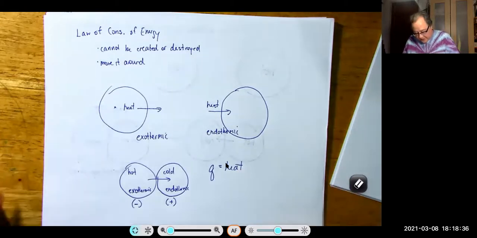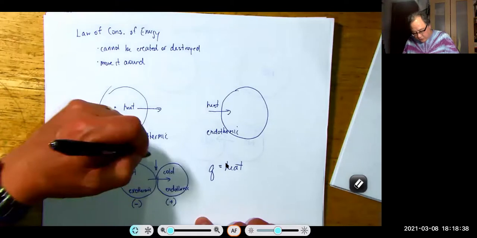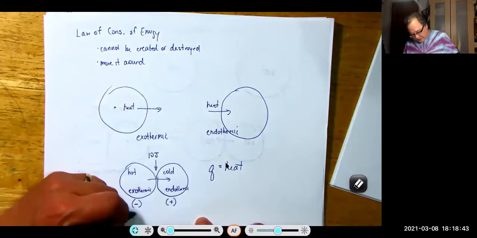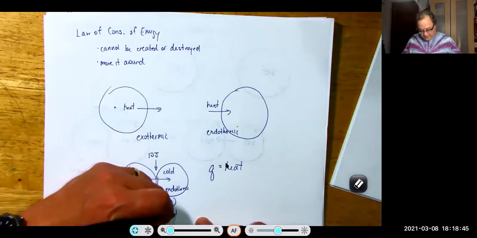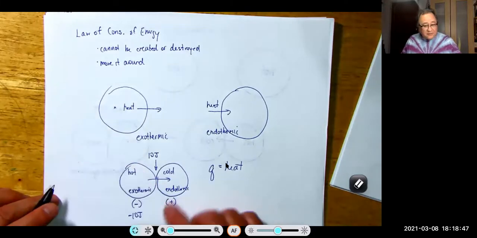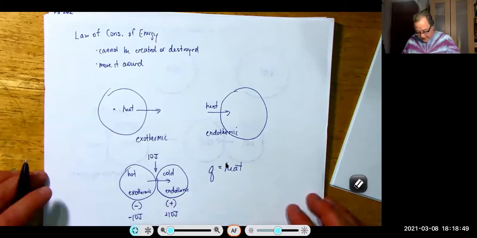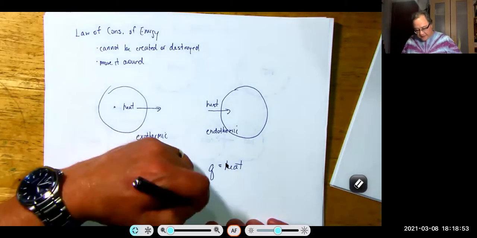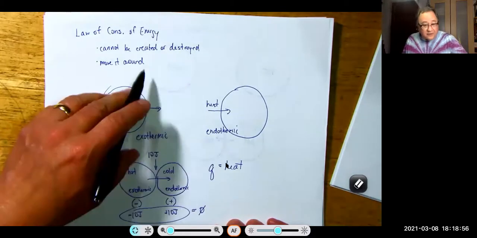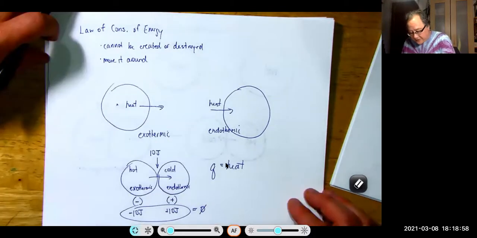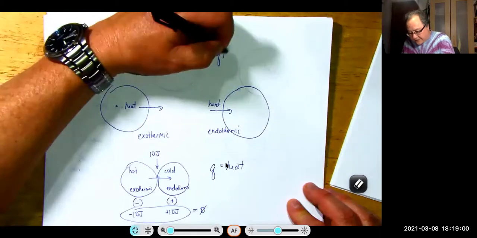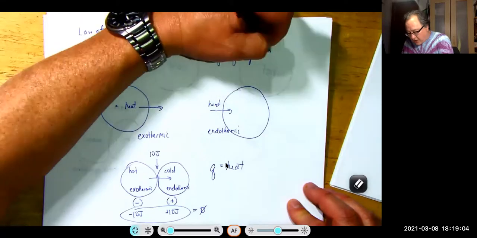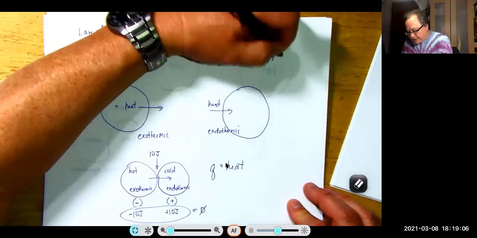So let's say that this happened to be 10 joules. Then here, this would be negative 10 joules, and this would be positive 10 joules, because endothermic is positive and exothermic is negative. If you take these two numbers and add them together, you get 0. This is a statement of the law of conservation of energy: if you take the different Q's of things that are sharing heat and add them all up, you get 0.